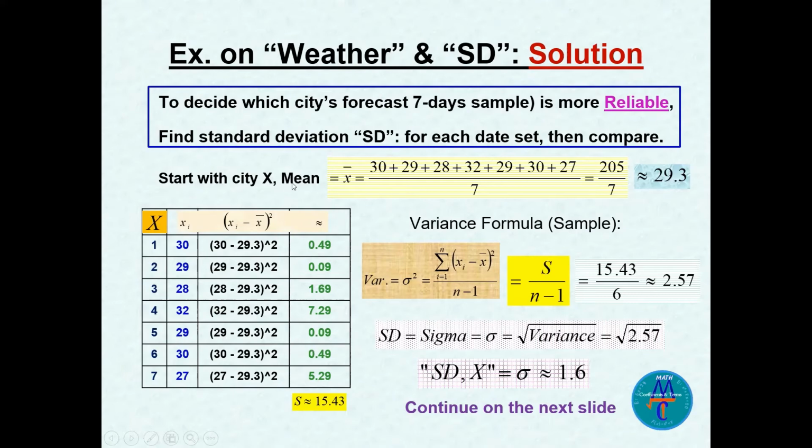So we start with the mean for City X. X dash is the mean. So we add all the temperatures here, 30, 29, 28, 32, 29, 30, and 27. You can check the numbers, divide by 7. So we'll get 29.3. This is the mean. Now the variance formula, we can use sigma squared. This is the variance, the summation of xi minus x dash. Here we have to find 30 minus 29.3, 29 minus 29.3. Then each one squared, you see? So these are the temperatures for the 7 days.